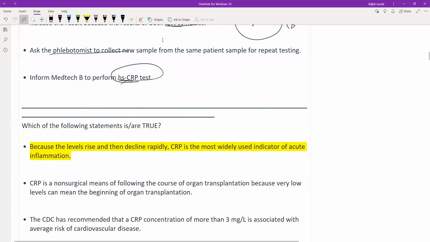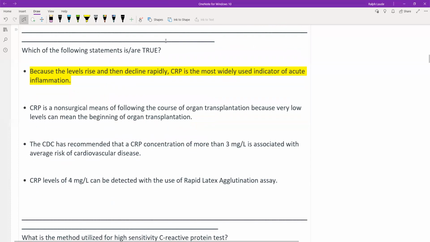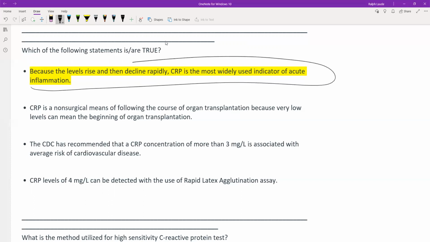Next, which of the following statements is or are true? Because the levels rise and then decline rapidly, CRP is the most widely used indicator of acute infection or inflammation. Totally. That's why it is widely used as an indicator of inflammation because without the signs and symptoms, your CRP is already going to rise. And because of its rapid decline, the moment the stimulus of that particular infection or inflammation has ceased, CRP levels will fastly decrease also.